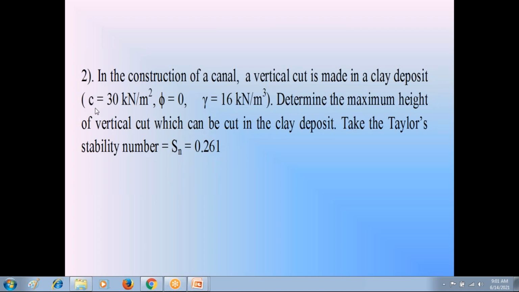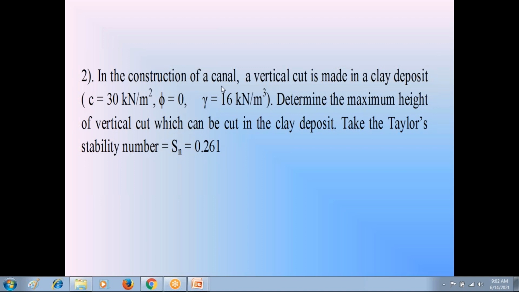So they are given the cohesion of soil, the angle of shearing resistance of soil, the bulk unit weight of soil, and also the Taylor stability number. By using these details, find out the maximum height of the vertical cut for this construction of the canal.